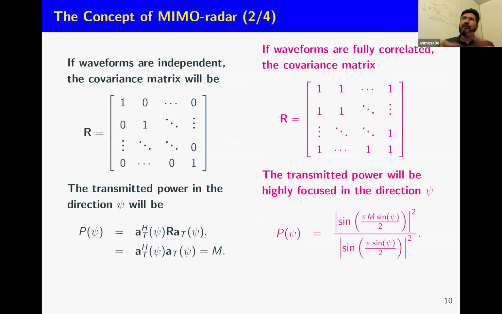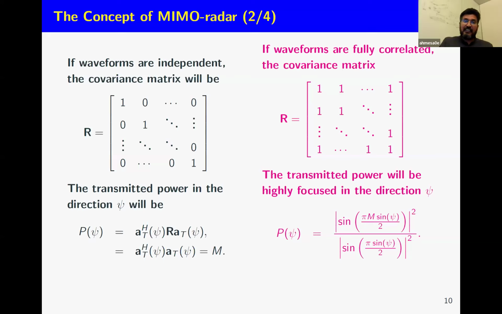For example, if all the waveforms are uncorrelated, uncorrelated means there is no correlation between any two waveforms. If you have this type of situation, then the covariance matrix will look like this. Now if I look at the power in the direction of ψ, and I put the identity matrix in here, what will happen? Here we have a steering vector, and here I have a steering vector. If I multiply the Hermitian of the steering vector with the steering vector, what will I get? I will get the size of the steering vector, which was M, the number of antennas.